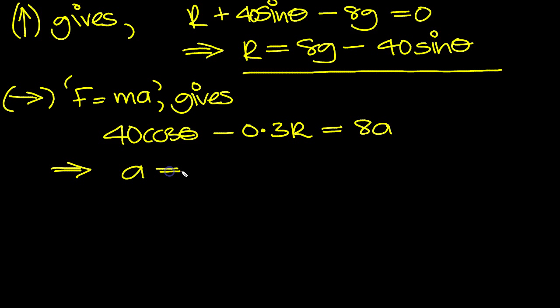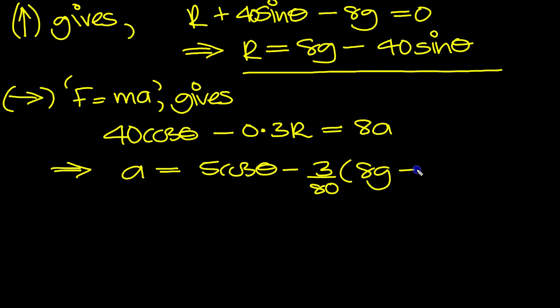a is equal to, move the 8 from times to divide on this side. 40 over 8 is 5 cosine theta minus 0.3 over 8, isn't it? The 8 comes underneath the whole side, which is 3 over 80, which we'll write like so, of R, which is 8g minus, putting it in, 40 sine theta, is the a. So that's equal to then.